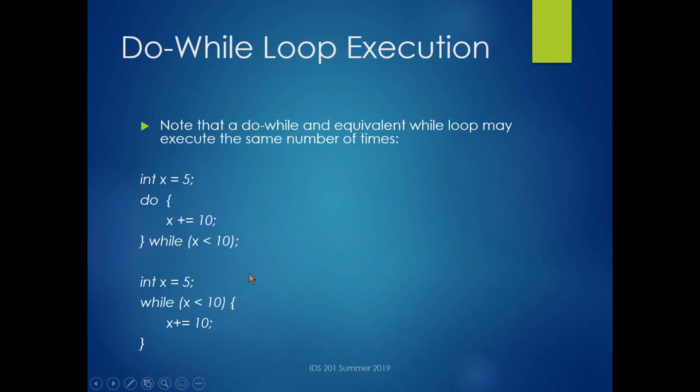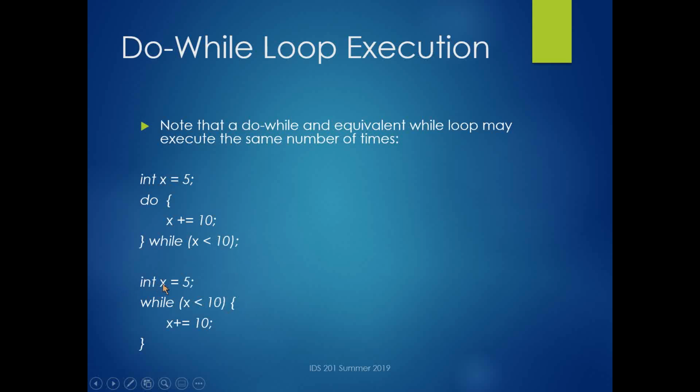Now, like I said a moment ago, a do while loop and an equivalent while loop might execute the same number of times. A do while loop will always execute at least once, but the equivalent while loop might also execute at least once. So here we have a case. We have an initial value for x. Inside the loop we're adding 10, and we're keeping on doing that while x is less than 10. So if we start off with x as 5, we do the loop, 5 plus 10 is 15. We do the test, while x is less than 10. That's going to be false, so I'm done, and x will be 15.